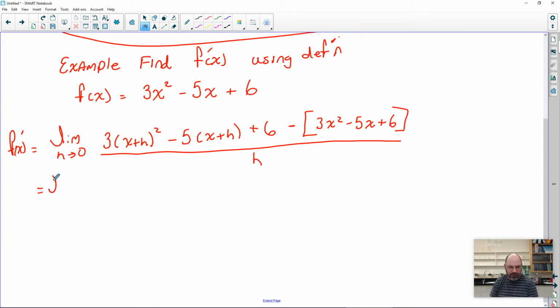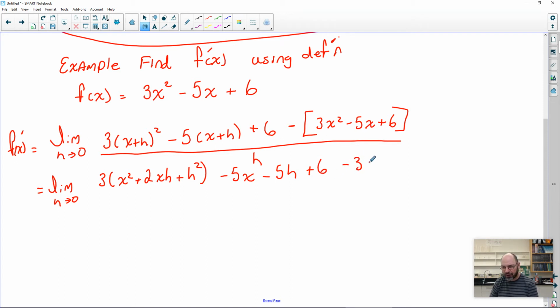So I'm going to say equals the limit as h approaches 0 of 3 times (x squared plus 2xh plus h squared) in brackets. Okay, and then this is going to be minus 5x minus 5h and then plus 6. And then if we remove the brackets, then it's going to be minus 3x squared plus 5x minus 6.